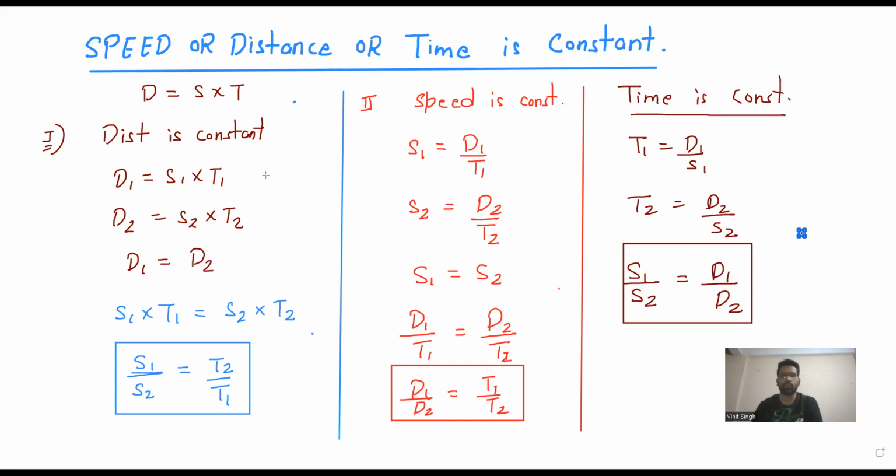So we have to remember these ratio terms. When distance is constant, s1 upon s2 is equal to t2 upon t1. When speed is constant, d1 upon d2 is equal to t1 upon t2. When the time is constant, s1 upon s2 is equal to d1 upon d2. Clear? Now based on this property, we will solve some questions.